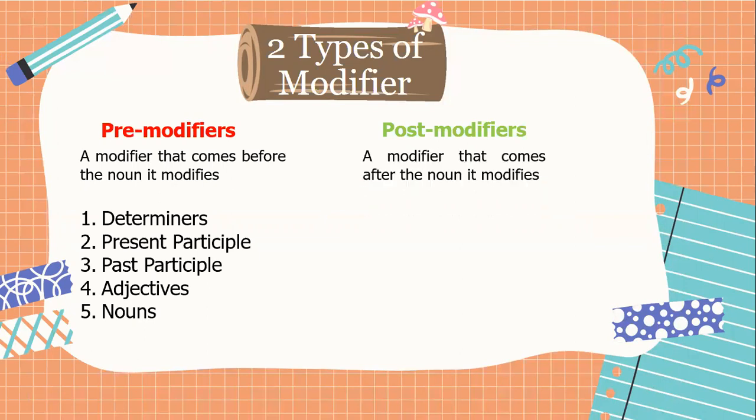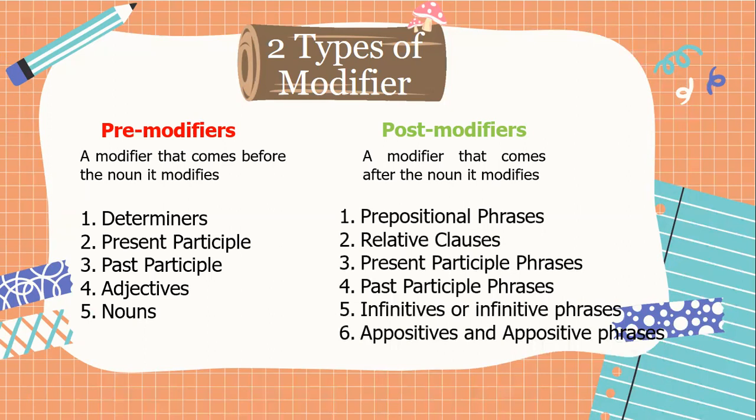Post-modifiers are modifiers that come after the noun they modify. In post-modifiers, we have six things: the prepositional phrases, relative clauses, present participle phrases, past participle phrases, infinitives or infinitive phrases. Last are the appositives and appositive phrases.